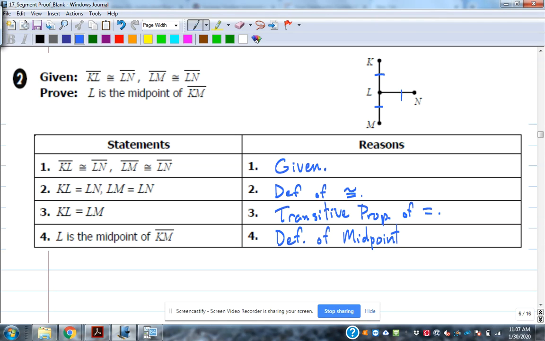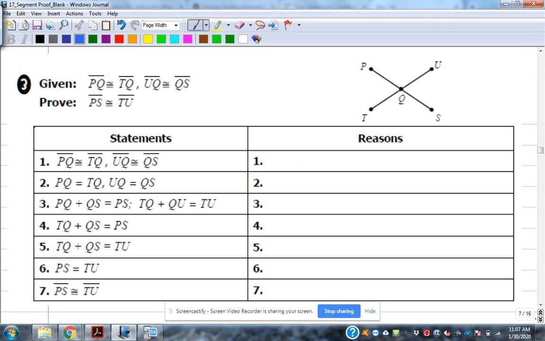As you do more of these, you're going to get more familiar with what they look like, which we got a lot of examples today, so help you get kind of an idea of that. All right, number 3, longer one, 7 steps here. They've given us all the statements. We've got to get the reasons for this. So eventually we're going to get away from this and have to come up with our own statements and reasons. So the first one is bestowed upon us. It's given.